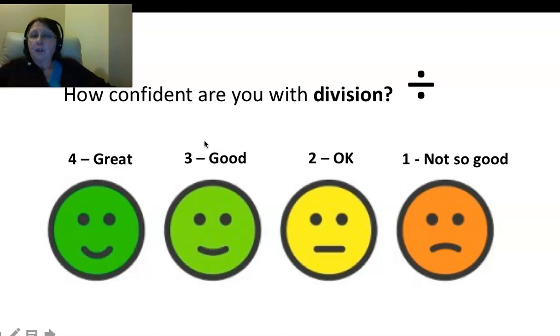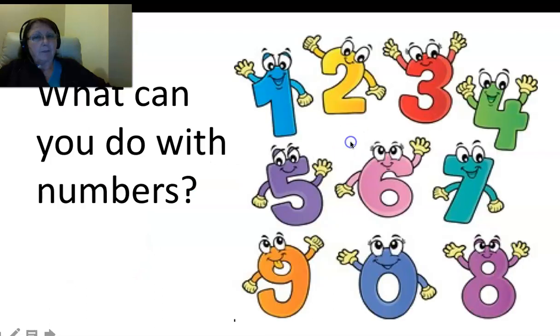Now think about your division. Here's the division sign. We know it's a division sign because it looks like there's a little line there dividing two different things or separating them. Okay, think about how you're going. What can we do with numbers? Well, we can do division. There's the divide hiding up.